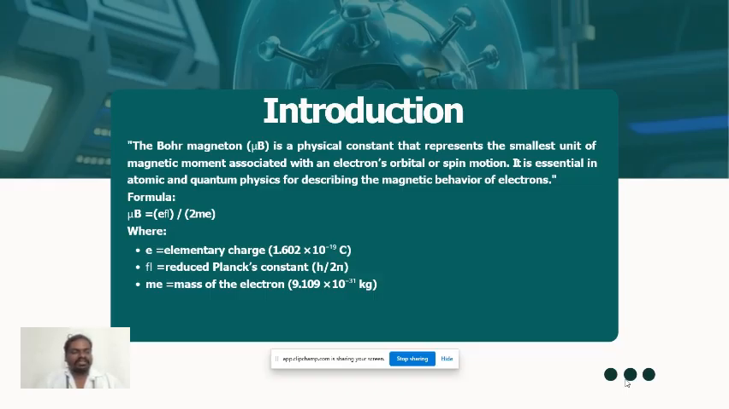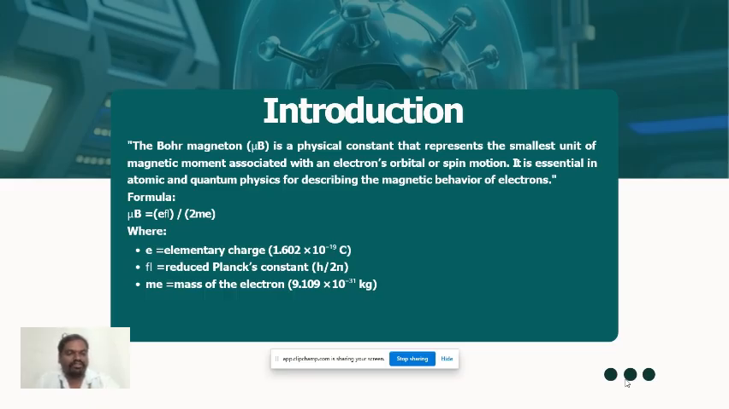Ever wondered how we measure the magnetic moment of an electron? The answer lies in a fundamental unit of magnetism called the Bohr magneton. The Bohr magneton is a physical constant that represents the smallest unit of magnetic moment associated with an electron's orbital or spin motion. It is essential in atomic and quantum physics for describing the magnetic behavior of electrons.